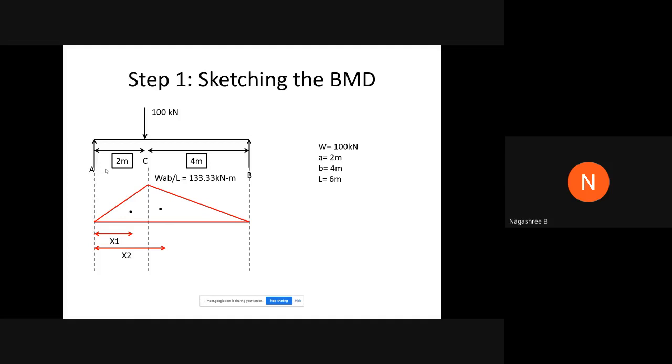You can either choose a or b. Okay. So this is all about sketching of the bending moment diagram for the given loaded condition.